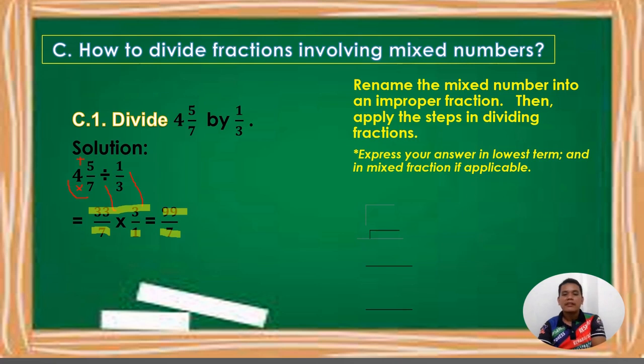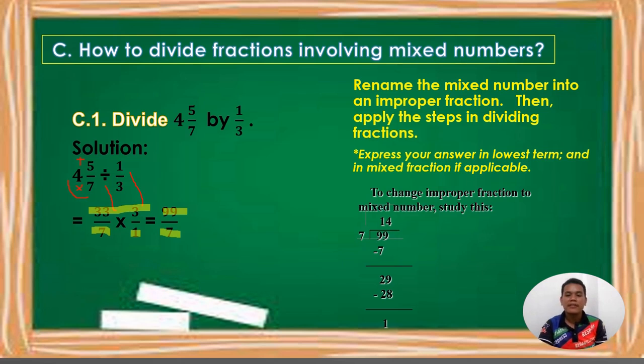Then change to mixed fraction, if applicable. So to change that improper fraction to a mixed number, let us study these steps. We simply divide 99, that becomes our dividend, and 7 is our divisor. So let me draw a line here, that is our 99. And then the divisor is our denominator, it is 7.